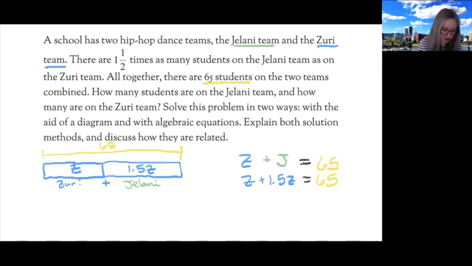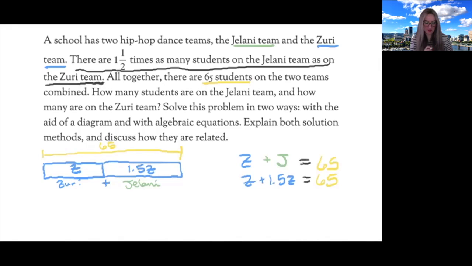And then I realized they give us some very helpful information when they relate the sizes of the 2 teams. So there are 1.5 times as many students on the Jaylani team as on the Zuri team. They're comparing the sizes multiplicatively for us, and they're using the size of the Zuri team as a reference for the size of the Jaylani team. So I could say, okay, Zuri team, I'm just going to call that number of students Z. And then I can call the Jaylani team 1.5Z. It's 1.5 times as many students as on the Zuri team. So it's Z plus another half of a Z, or 1.5Z. And so that J, the Jaylani team, can be replaced with 1.5Z.